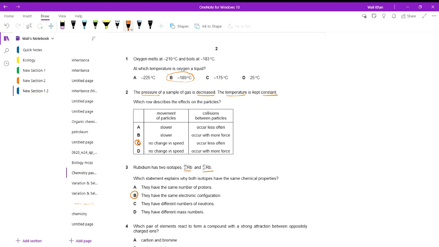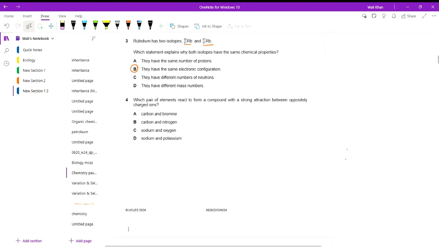Next. Question number 4. Which pair of elements react to form a compound with a strong attraction between oppositely charged ions? Carbon and bromine, carbon and nitrogen, sodium and oxygen, sodium and potassium. So we have to see the strong attraction between oppositely charged ions. So the oppositely charged ions are sodium and oxygen.